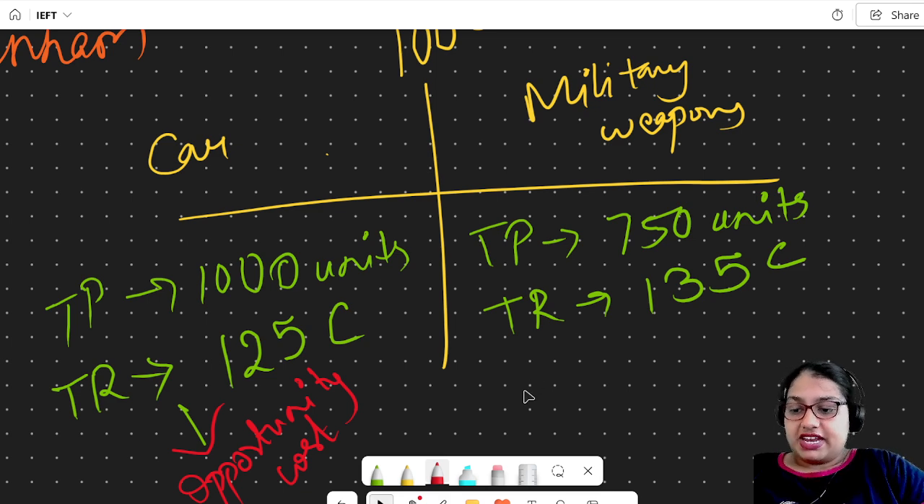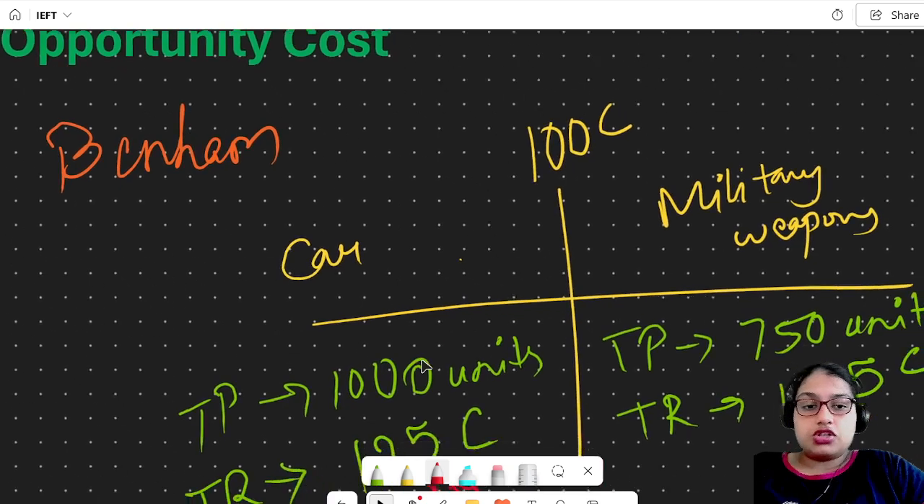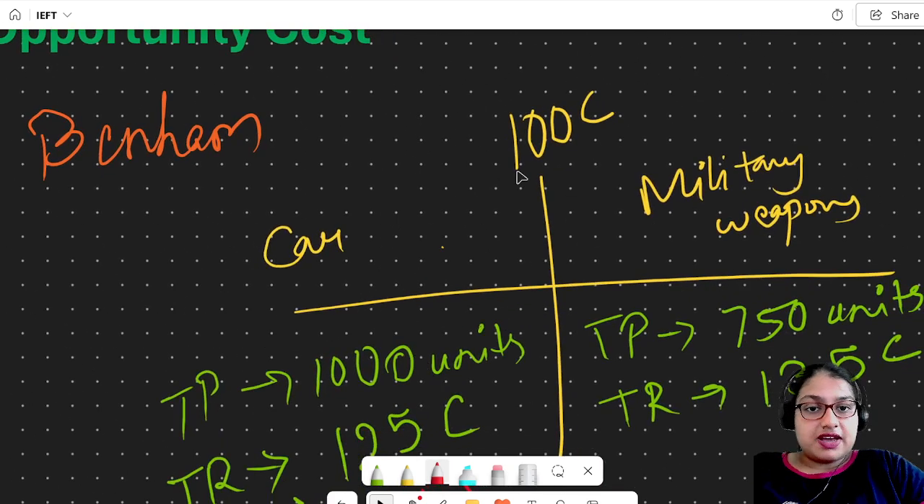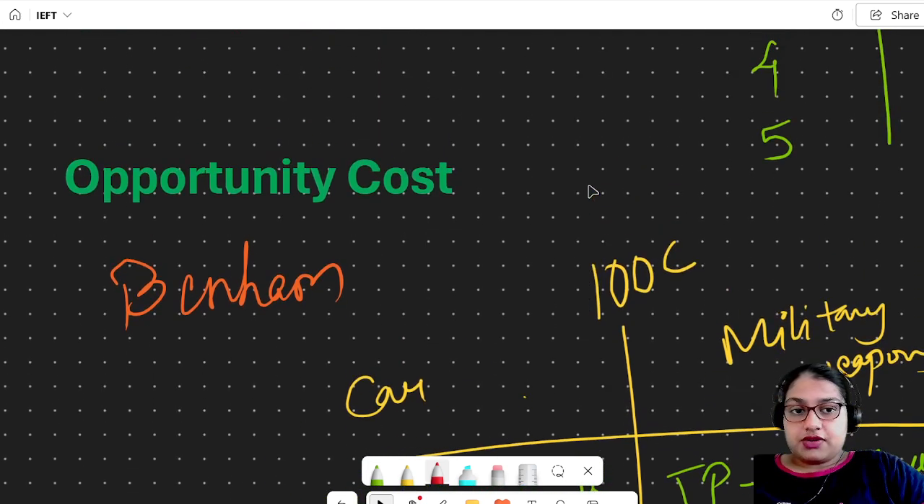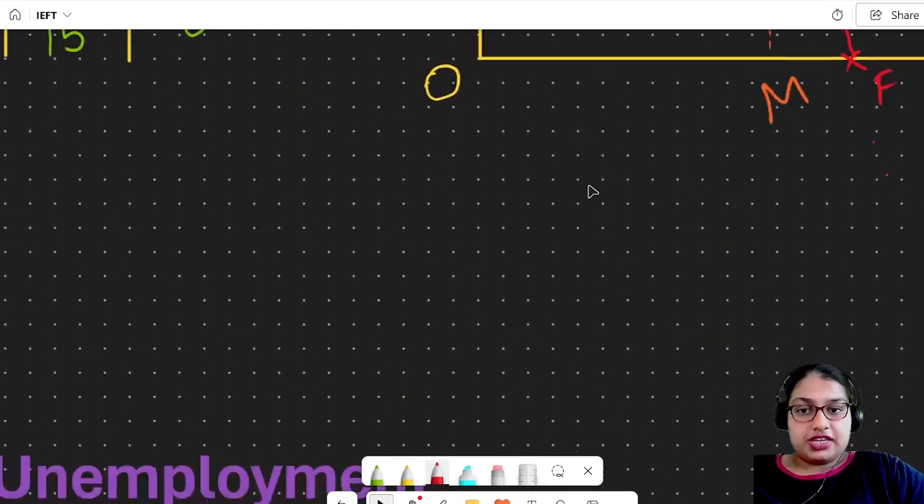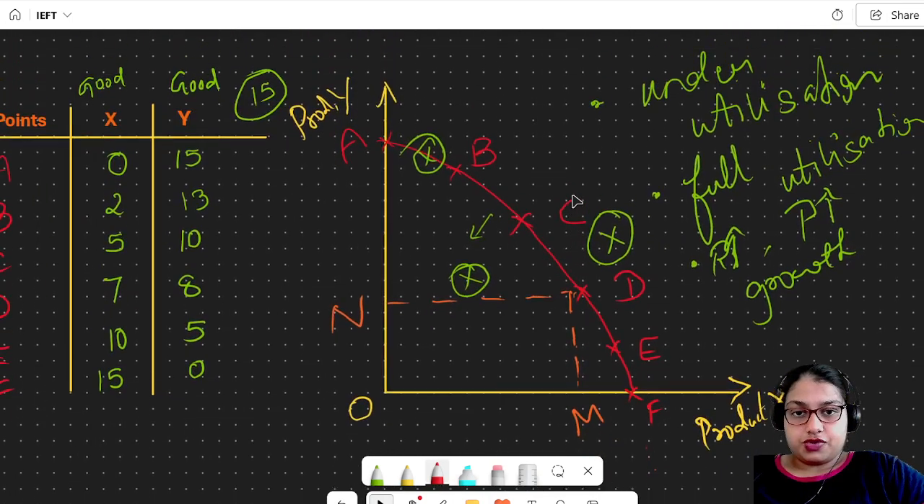So according to Benham, the opportunity cost is the next best alternative that can be produced with all the factors or the group of factors, everything being equal. Our budget hasn't changed here for both cases, right? So with the given factors or equal group of factors, and it also costs the same amount of money, that is opportunity cost. So now we know what opportunity cost is.